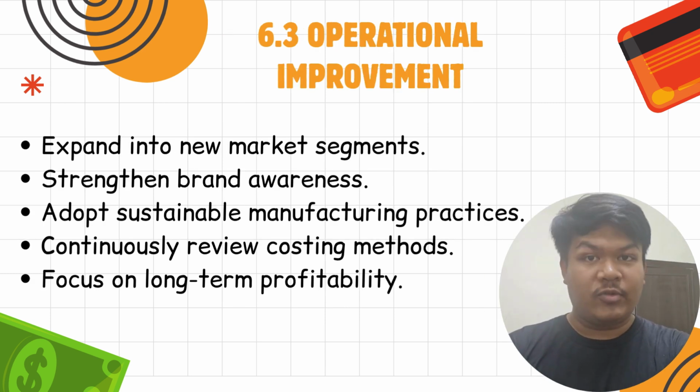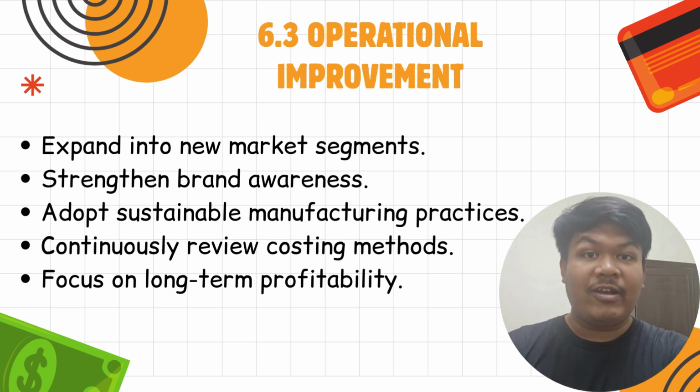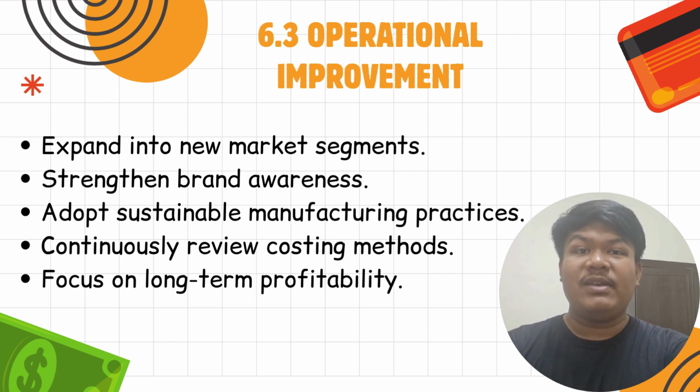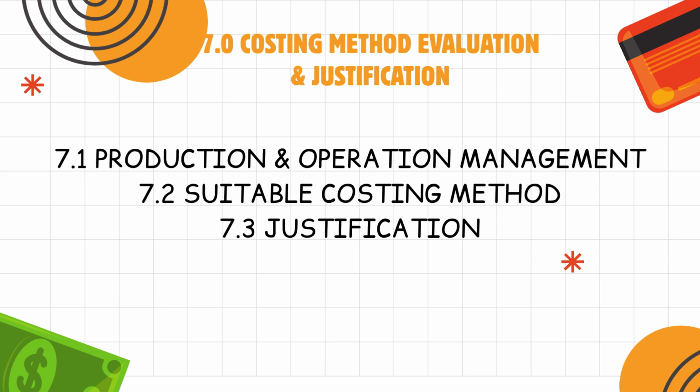To achieve long-term growth, Elegant Stitch Apparel should expand into new market segments and strengthen its brand image. The company should also adopt sustainable manufacturing practices and regularly review its costing method to improve efficiency. This strategy will support long-term profitability and business sustainability.